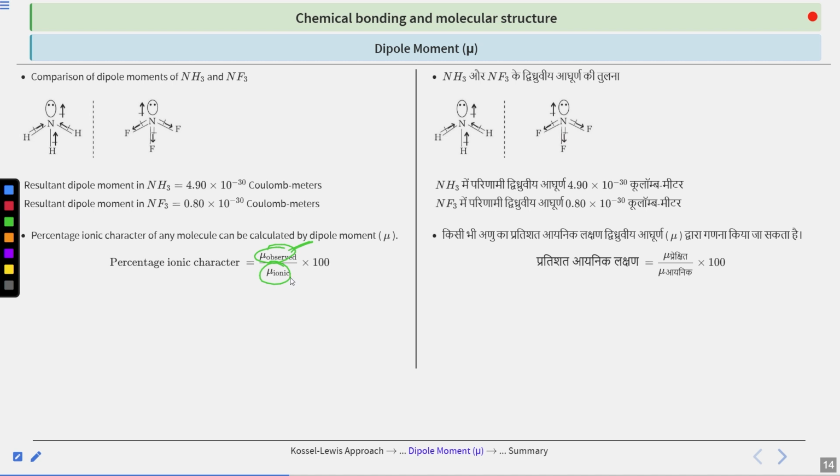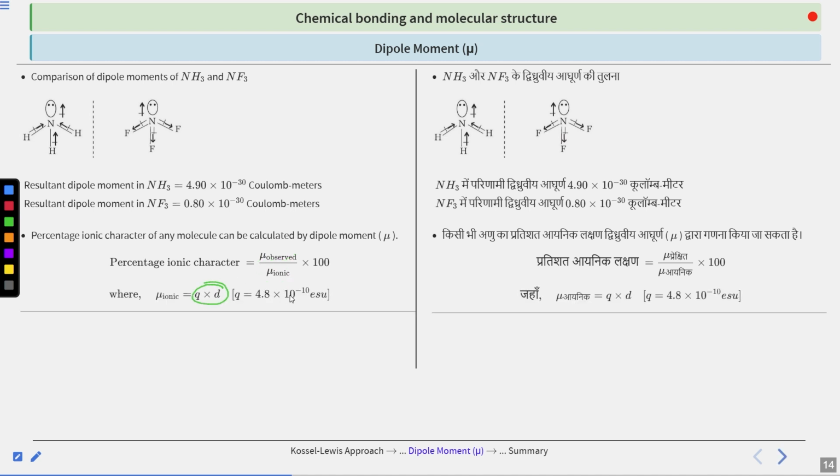Okay, multiplied by 100. Now this mu ionic is calculated by Q multiplied by D, where Q is 4.8 into 10 to the power minus 10 ESU. This is your CGS unit. We are taking it as the charge on one electron because we are assuming that the compound is completely ionic and the electron is completely transferred to one of the elements. Right? So the charge becomes equal to the charge of an electron.